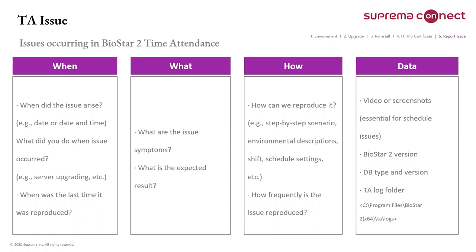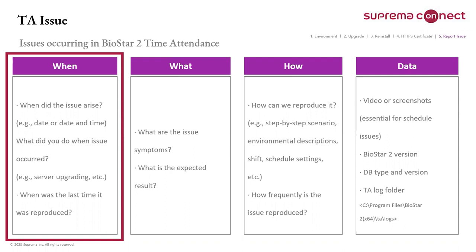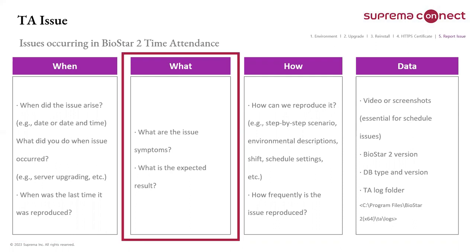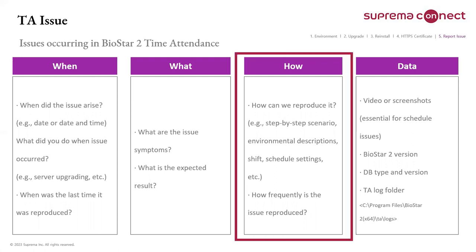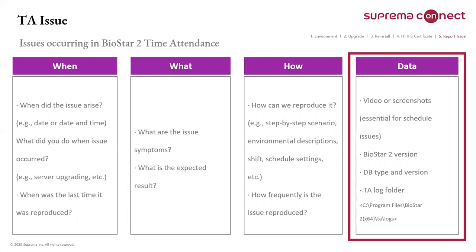If your issue is a BioStar 2 TA issue, what information should you send? It is similar to the previous one, but let's look at it again. When did the issue arise? What did you do when the issue occurred? When was the last time it was reproduced? Second, what? What are the issue symptoms? What is the expected result? Third, how? How can we reproduce it? How frequently the issue reproduced? The data, video or screenshots.